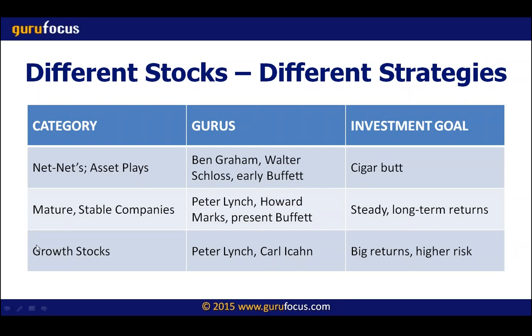So basically there are 3 classes of stocks, if you want to think about it this way. The first are the old school, Benjamin Graham, what Buffett started doing back in the 50s and 60s, the old Walter Schloss stuff, these cigar butt type investments. These are net-nets or asset plays. Essentially all they were trying to do is buy stocks that were trading at a price less than what they could be liquidated for.